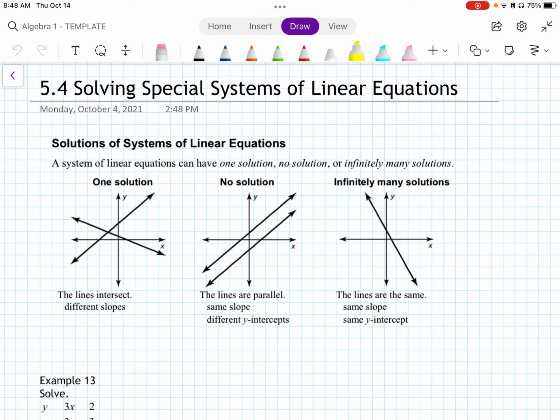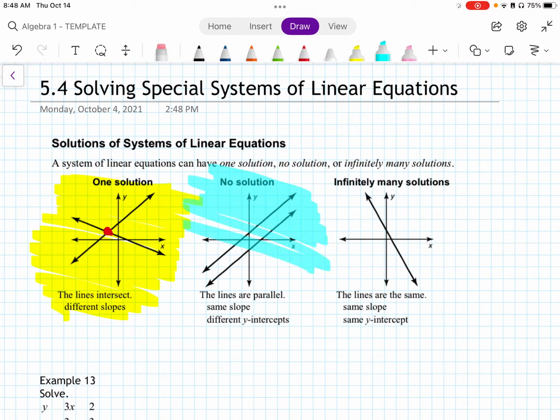Everything that we've looked at so far has been one solution. The lines intersect, and you could also think about it as they have different slopes, right? The lines intersect one time, and the one time where they intersect, that's the point, and that is our answer, right? Every problem we've done so far has fallen into that category. But we also have two other categories that they could fall into.